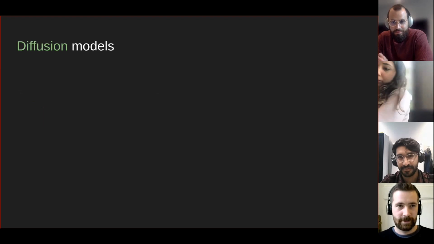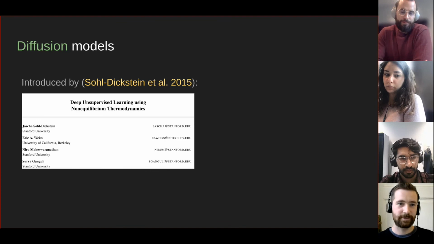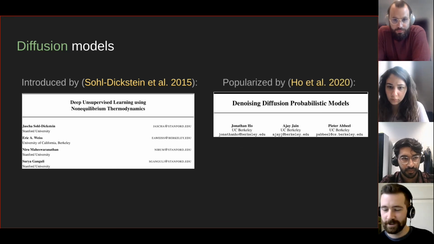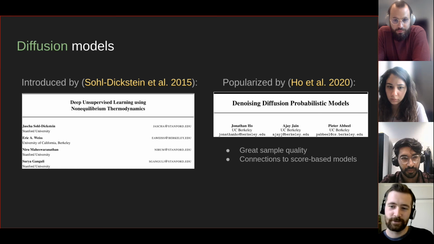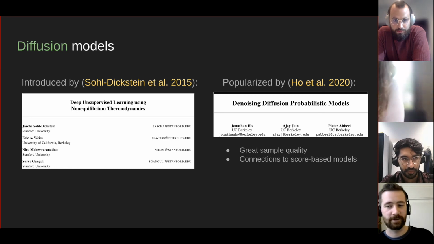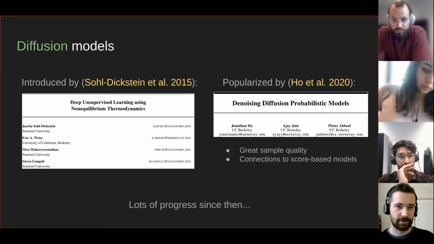So diffusion models, first introduced by Sohl-Dickstein in 2015, popularized in 2020 by Jonathan Ho and collaborators. They show that you could get really good sample quality from these models, and they also provided some connection to score-based models that people were also excited about. And since then, there has been lots of progress.